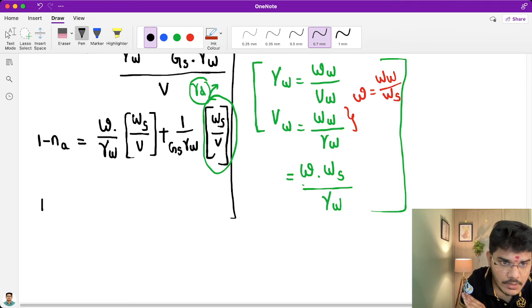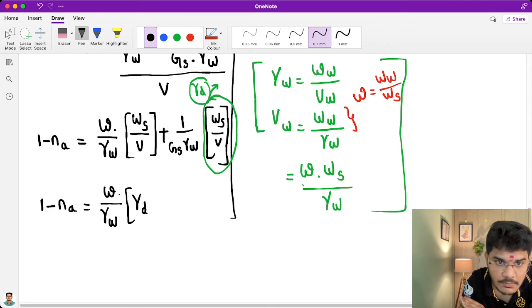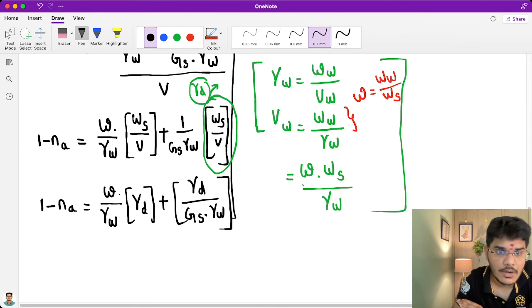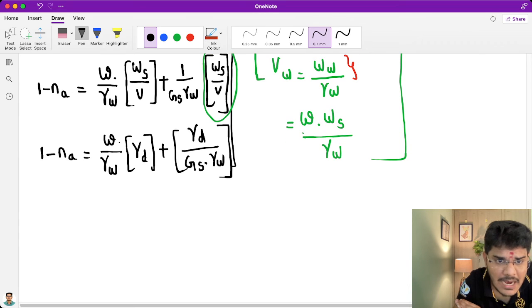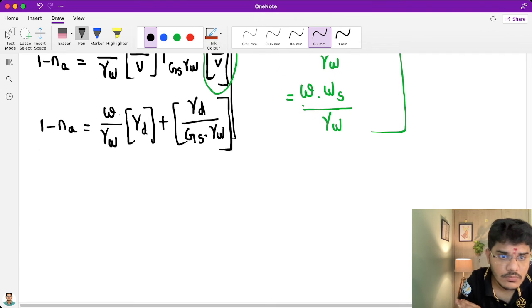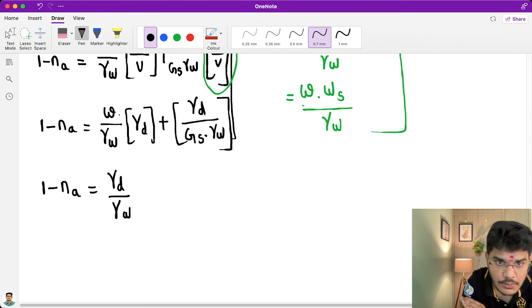Now our formula will become 1 minus n_a is equal to water content divided by gamma w into gamma d, plus gamma d by Gs into gamma w. If you carefully observe, we can take common gamma d by gamma w here as well as here. So our formula will become 1 minus n_a is equal to gamma d by gamma w into, taking gamma w as common, water content plus 1 divided by Gs.